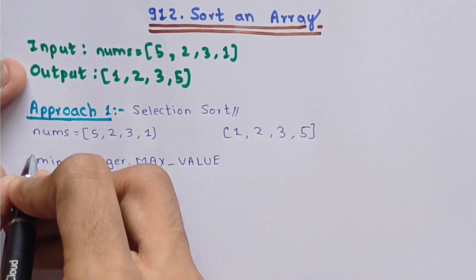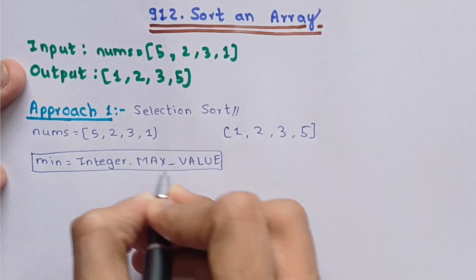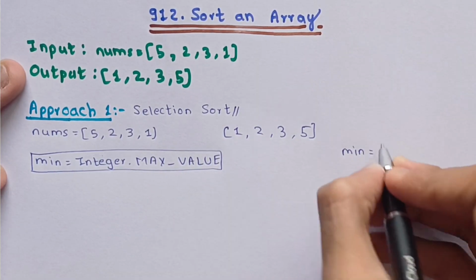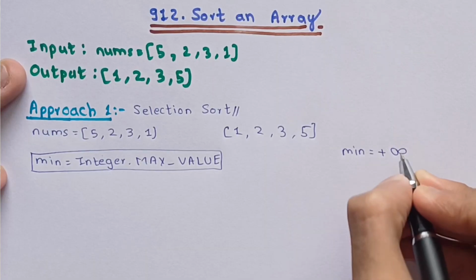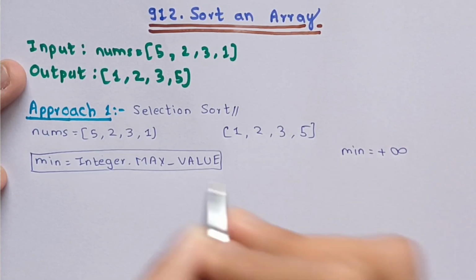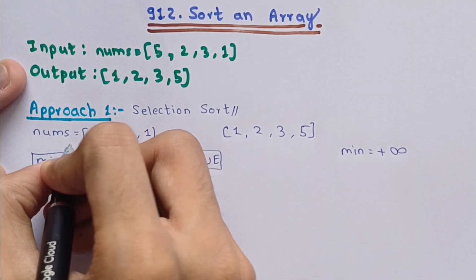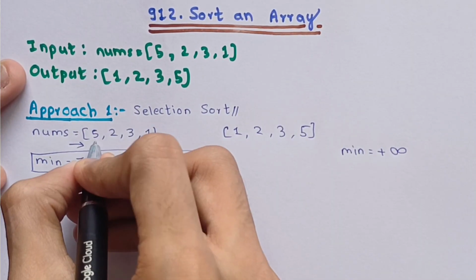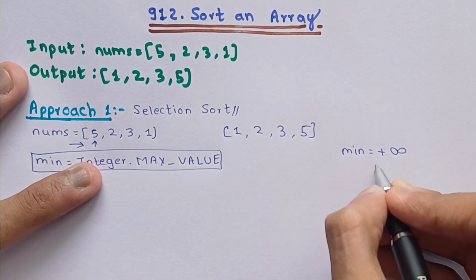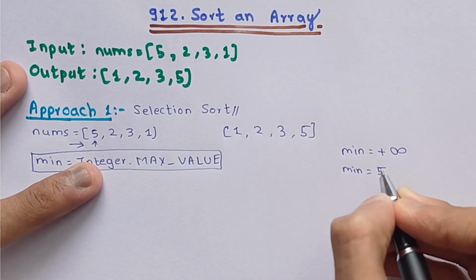We will take a variable min equal to Integer.MAX_VALUE, which means plus infinity, so anything lesser than plus infinity we will take as the minimum. We will start traversing the array from here. Now we got 5. 5 is less than plus infinity, so 5 will be stored in min.